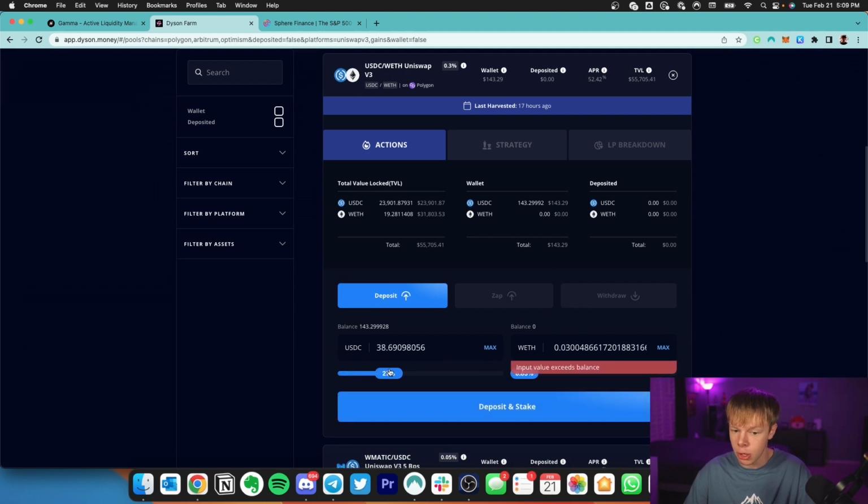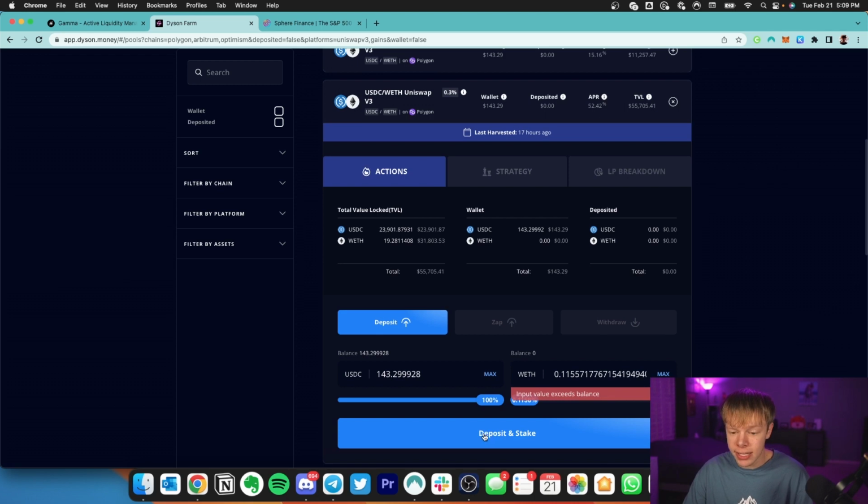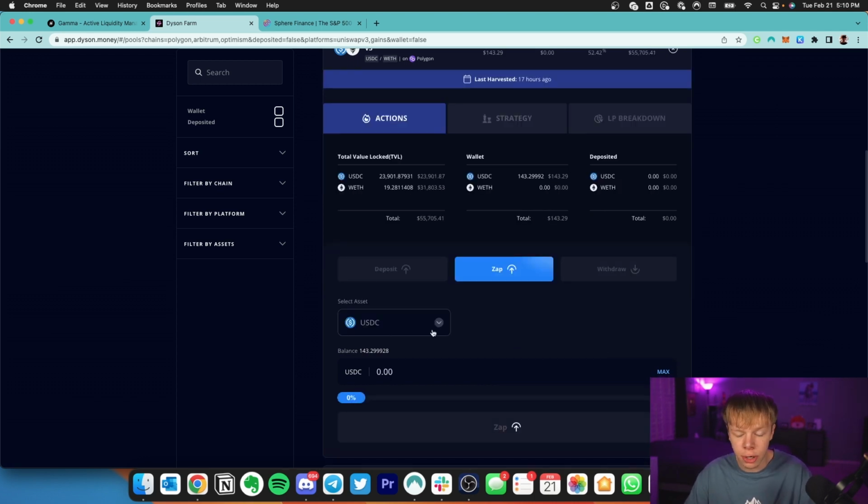As I shift up the USDC amount, the wrapped Ethereum amount goes up. And then all I have to do is hit deposit and stake and it will automatically deposit this into Dyson Money.